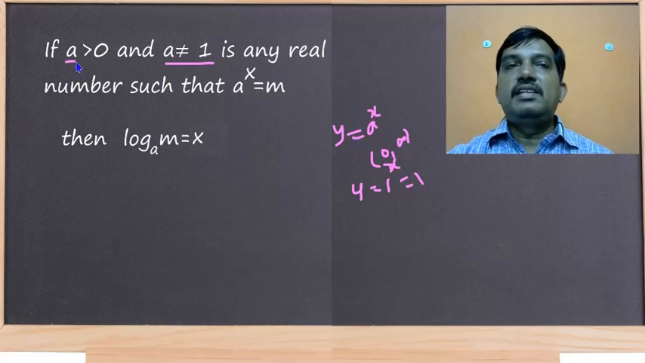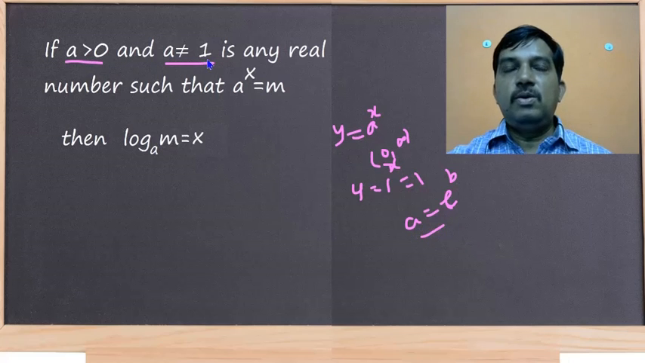And a is greater than 0 because a is a number such that a is equal to e power b, where b is some real number. And e power b is always positive, therefore a is a positive real number. And a is greater than 0 and a is not equal to 1.